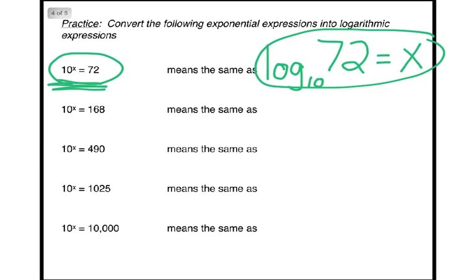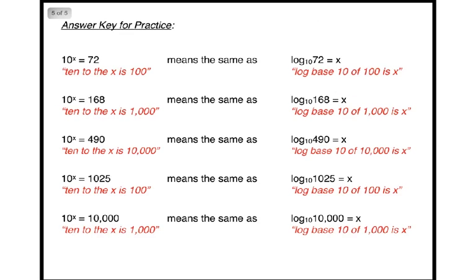This is our exponential expression. This is our logarithmic expression. Complete the following examples and then go to the next page. Here's your answer key. Also, practice verbalizing each one. 10 to the x is 100. Log base 10 of 100 is x. Very important that you use the word base to refer to the little number and of to refer to the big number. So for example, log base 10 of 490 is x.